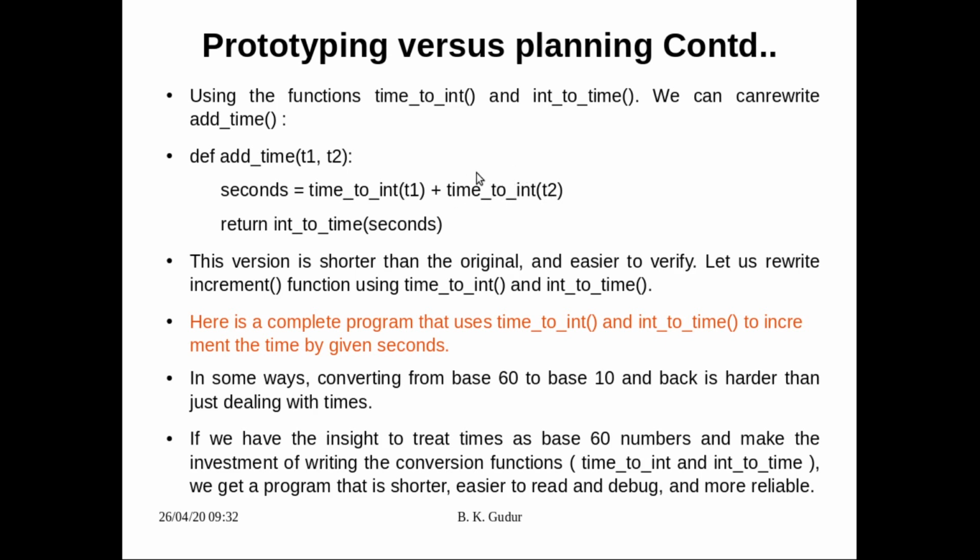Both the seconds will be added and stored in this object called seconds, and later we use a function called int to time, which takes the seconds as argument and returns the time object. That time object will be returned from this function. This version is shorter than the original add time version of the function, and easier to verify.